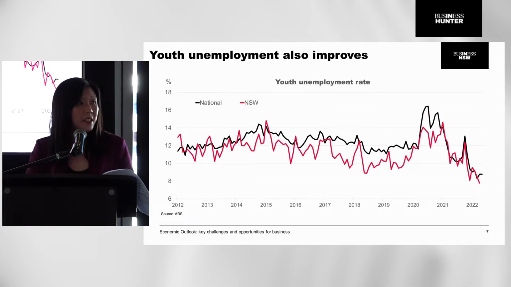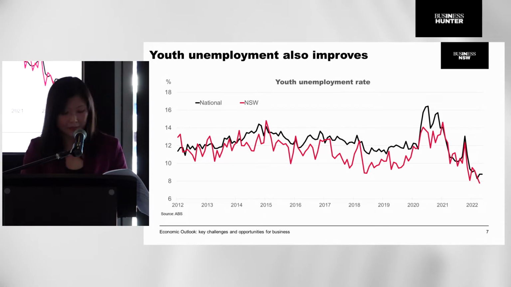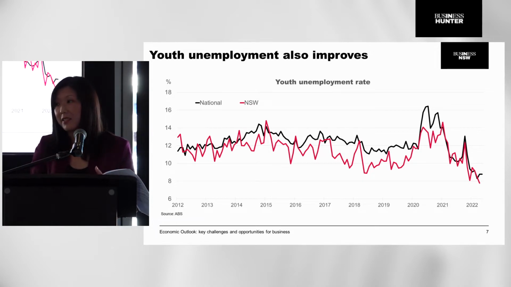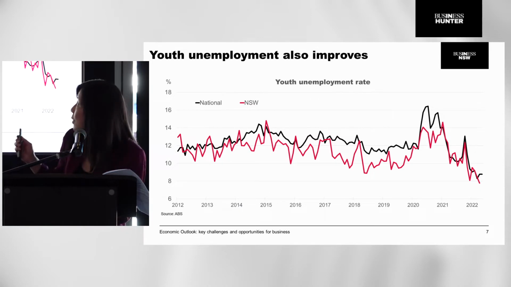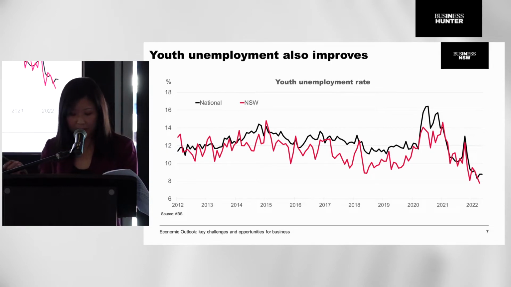And the recent tightening of the labour market has actually benefited our young people as well. Prior to the pandemic, the national youth unemployment rate had traditionally been in double digits. But even this data series has shown improvement, a downward trend since mid-2020, and it is now in single digit. Again, New South Wales follows a pretty similar trend compared to the national figures.